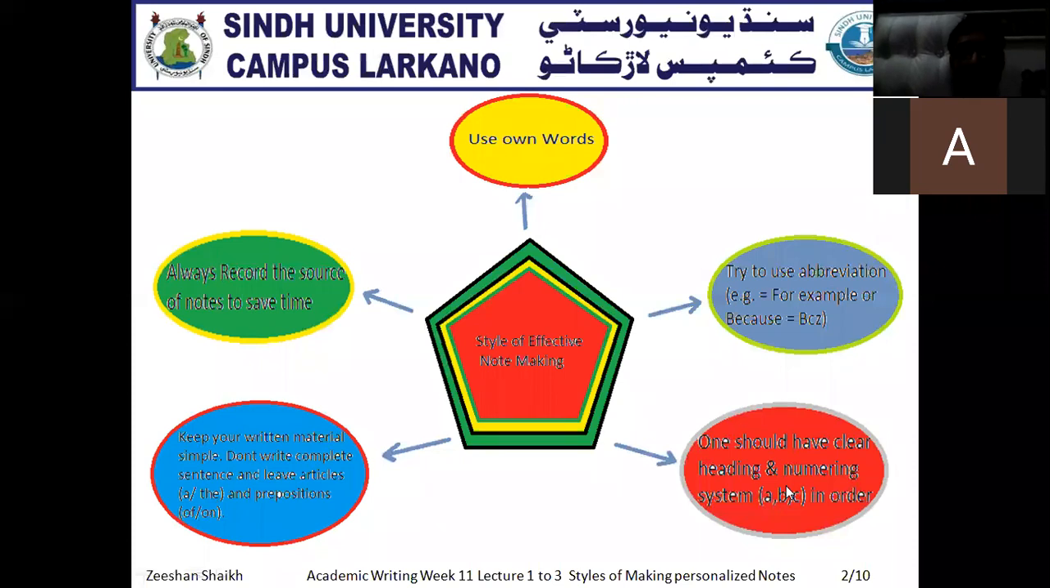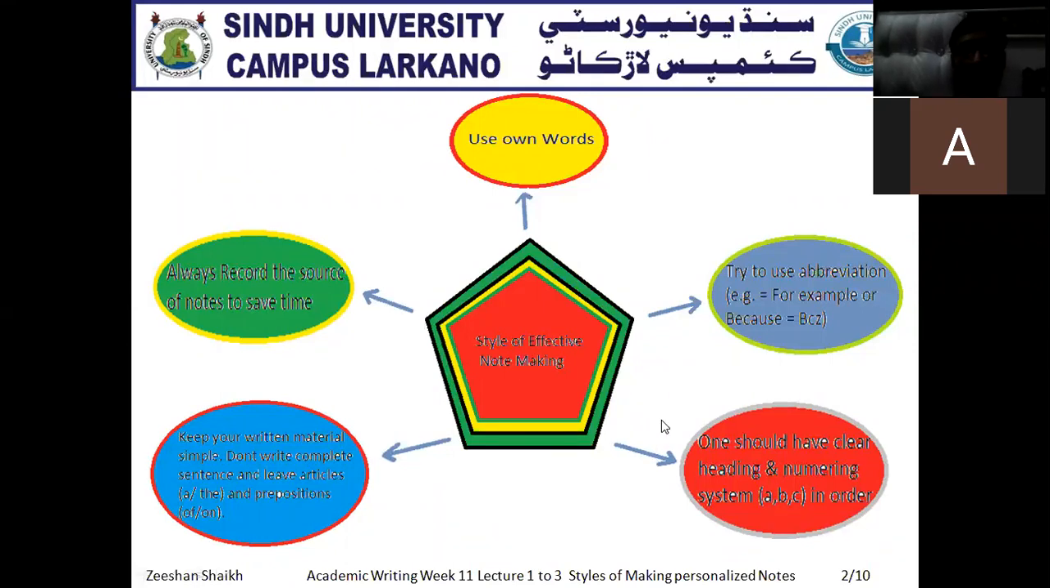Clear? So that's why whenever we are trying to write our personalized effective notes, try to use the numbering system, try to use the heading system. Now as an example is given, ABC. Except ABC you can give 1 2 3 as well. Clear? So this is the fifth point, that one should have a clear heading and the numbering system.